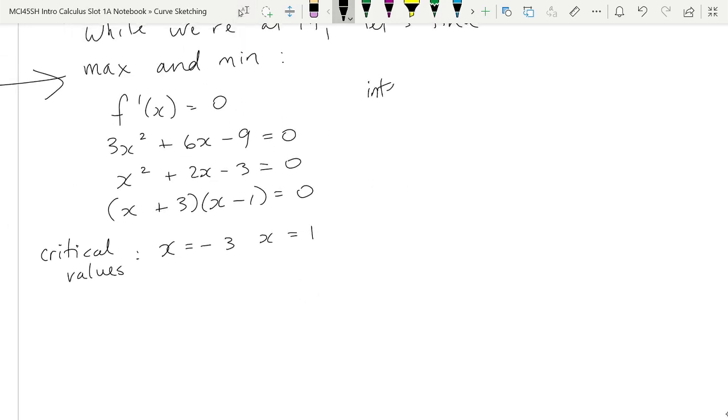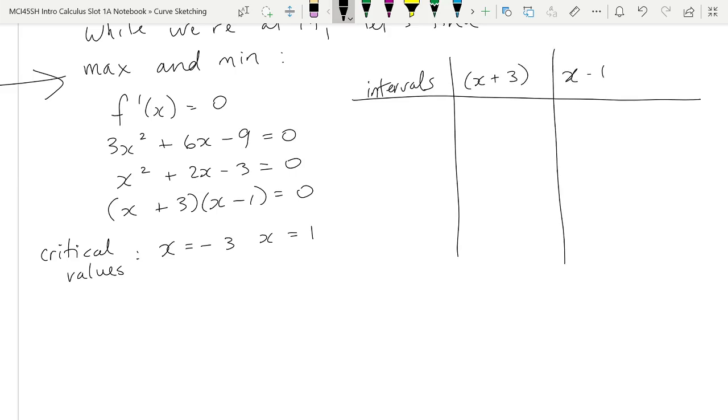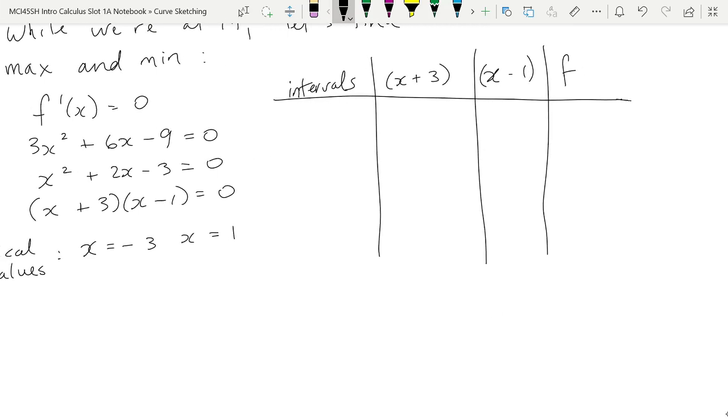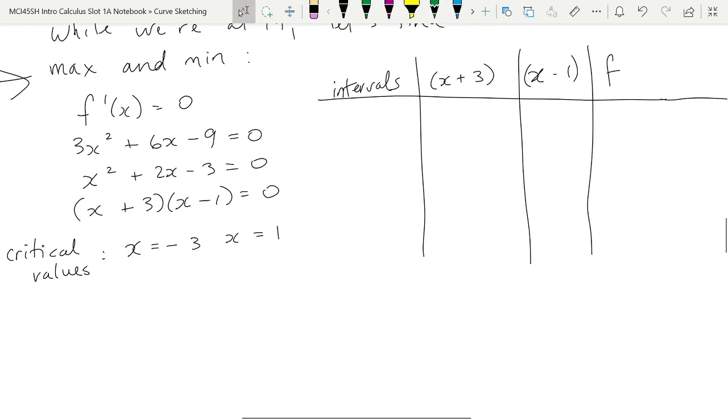So, intervals, and then the first factor, the second factor, and then what's the entire function doing? And let's see, so okay, so our intervals. We can go from -infinity up to -3, so that means that's when x is less than -3. Then we can be between -3 and 1, and then we can be greater than 1. So there's our 3 intervals for this cubic.